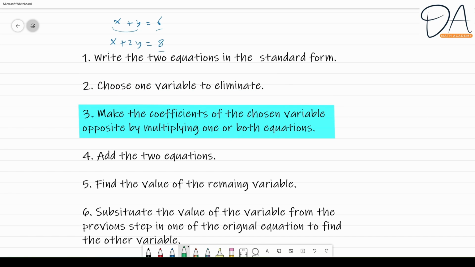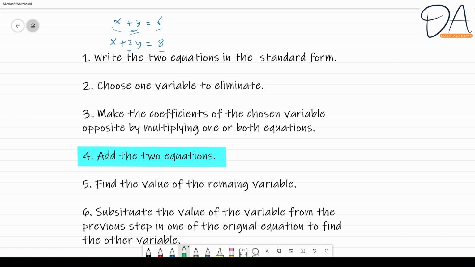The next thing is to make sure that the coefficients of the chosen variable are opposite if they are not already. For example, let's say you choose y. We can see that the coefficient for y in the first equation is 1 and in the second is 2. It's not the same. So in this case, we need to make the coefficients match by multiplying one or sometimes both of the two equations. And we want the coefficients to be the same but with opposite signs. So in one equation, for example, it is 2, and in the other one it should be minus 2. Again, through the examples, I'll explain how you can do this.